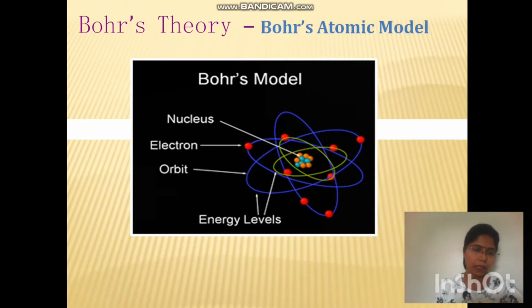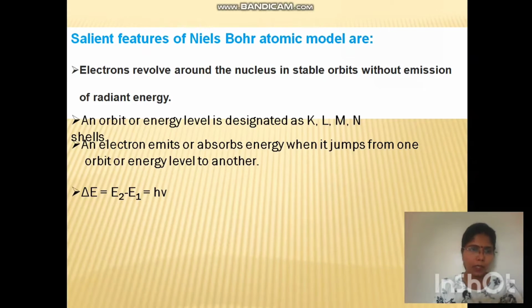When it jumps from a higher energy level to a lower energy level, it emits energy, while it absorbs energy when it jumps from a lower energy level to a higher energy level. The energy absorbed or emitted is equal to the difference between the energies of the two energy levels and is determined by Planck's equation: delta E is equal to E2 minus E1 is equal to h nu, where h is Planck's constant and nu is the frequency of electromagnetic radiation emitted or absorbed, and delta E is the energy absorbed or emitted.